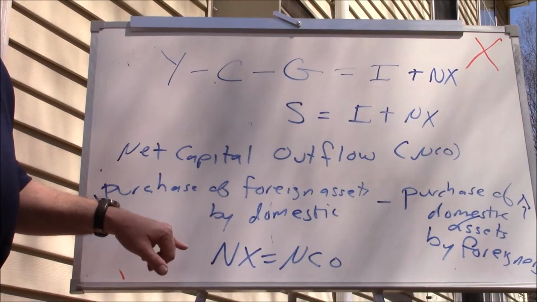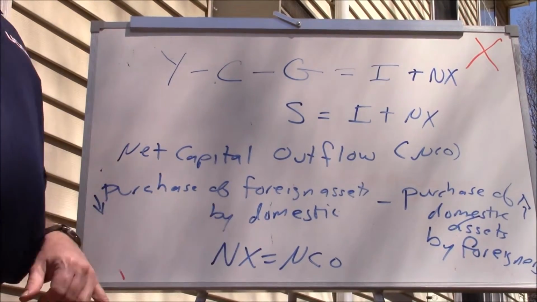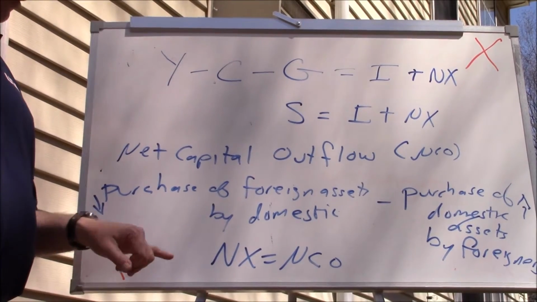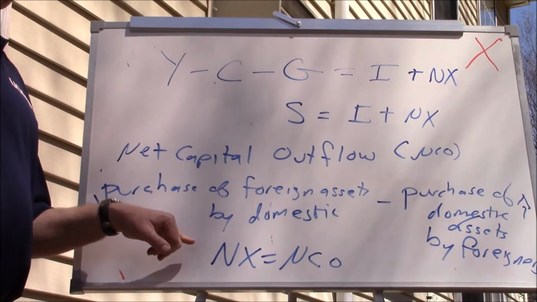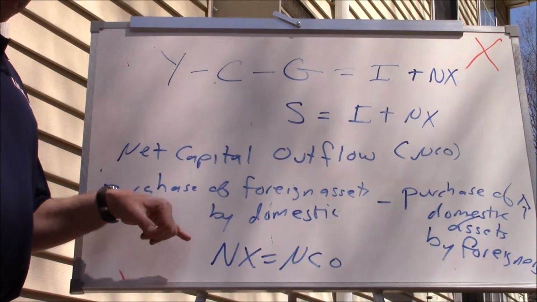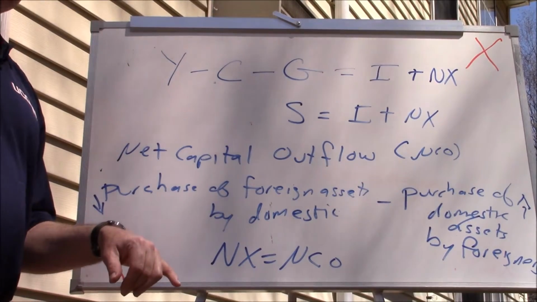So right now, net exports is a negative number in the United States, and net capital outflow is also a negative number, meaning that we're buying more goods and services from abroad than they're purchasing from us, and that means that more foreigners are buying U.S.